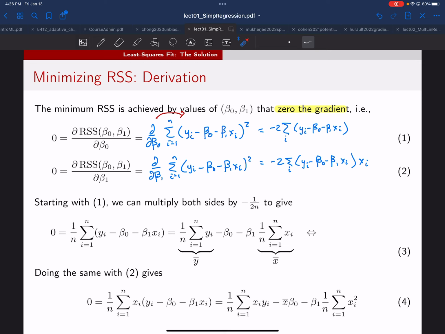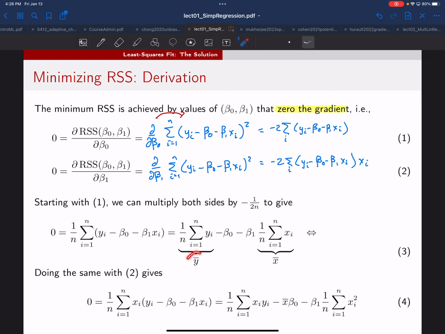Okay, so when we do this with the first one, multiply this by minus 1 over 2n, we get 0 equals 1 over n, and then we have what remains from that sum. And now let's apply this averaging operation to each one in turn. So we have the average of yi, this first term.